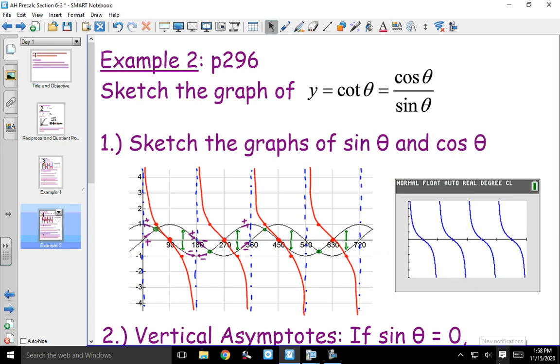Very good. All right, that's the end of this section 6-3.